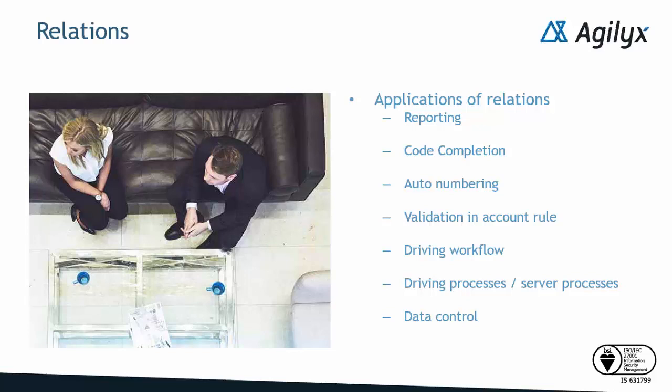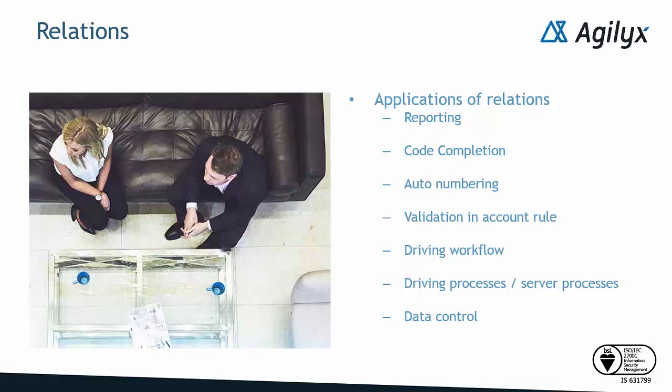So application of relations, as I said, it's used everywhere. Reporting, code completion. Code completion is where you use your direct relations. Auto numbering, you can use them. You actually use relations for auto numbering. For example, you want to auto number your supplier with a prefix, maybe of the supplier group, or what kind of supplier it is. So you can use that.